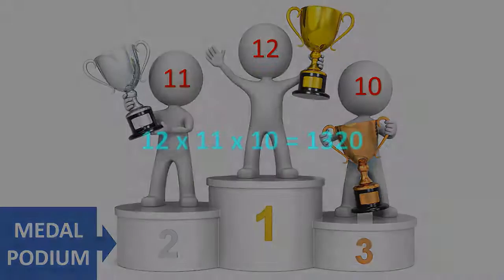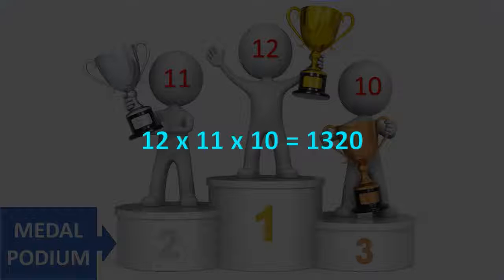The result is 12 multiply 11 multiply 10 equals 1320. You might notice that this is the fundamental counting principle. The idea that when we are looking for the total number of outcomes, we multiply numbers, or in this case, the number that goes on top of the medal podium.